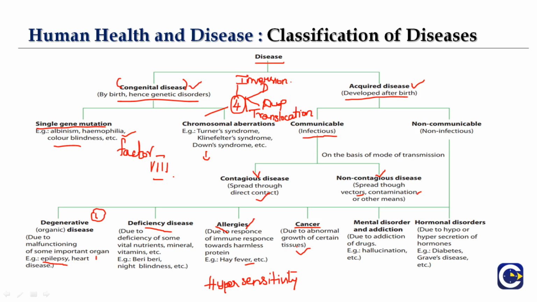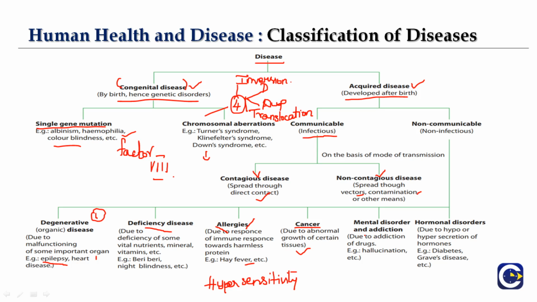They cannot stop themselves from multiplying. I think you can understand it. The cell differentiates and multiplies very rapidly, and that term you call cancer. Next, coming to mental disorder and addiction, again, that is also non-contagious. Alcohol addiction, drug addiction, they don't get transferred from one person to another.